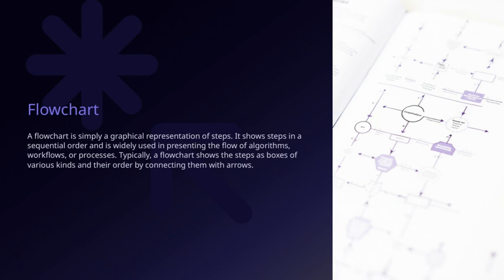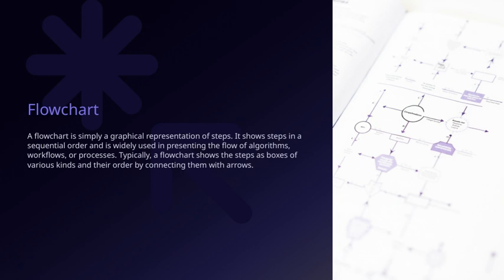Think of it as a map that guides us through a series of steps, whether we're looking at an algorithm, a workflow, or any process. Most flowcharts use boxes of different shapes to represent different types of steps, like starting points, decisions, or actions. And these boxes are connected with arrows, which show the flow from one step to the next. This makes complex processes much easier to understand at a glance.